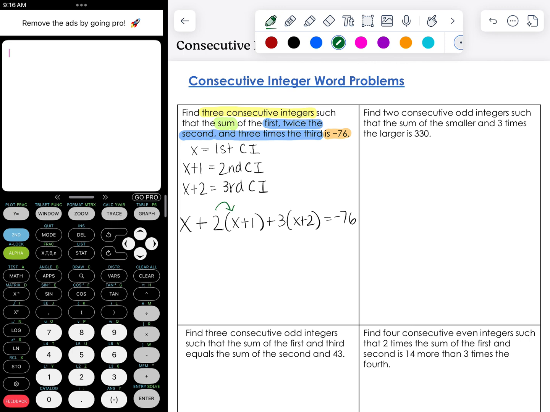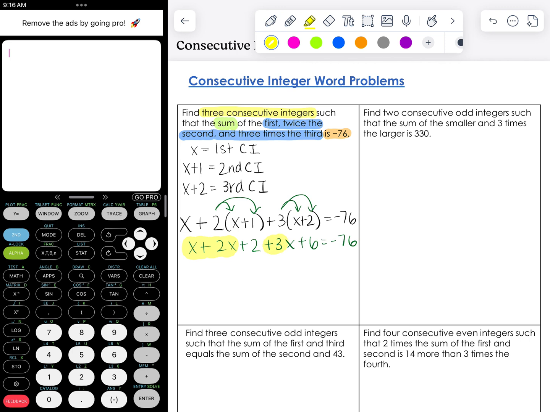Okay. So now I'm going to apply the distributive property in 2 places, and then I'm going to combine my like terms. So x plus 2x plus 2 plus 3x plus 6 is equal to negative 76. If you need help practicing just solving equations with the distributive property, you can see one of the earlier videos from this unit.